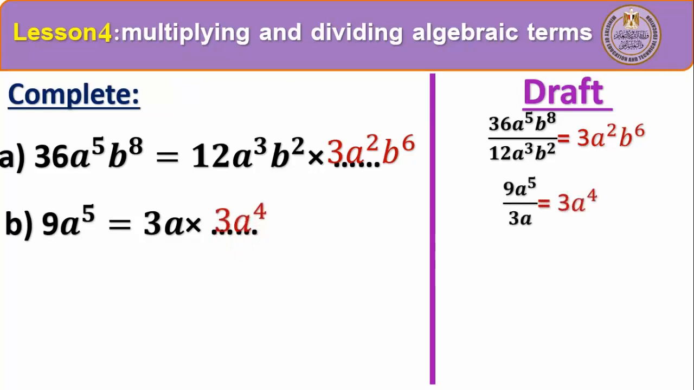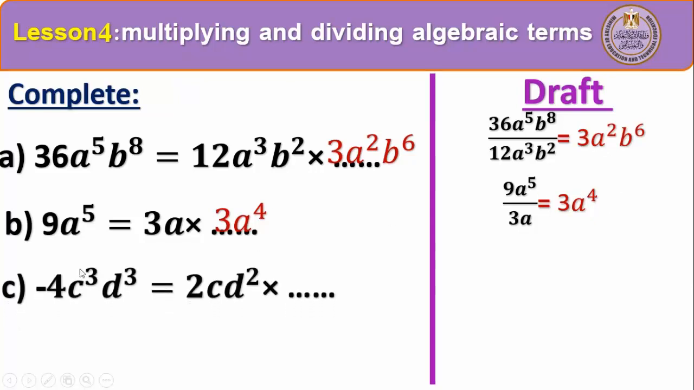So, the quotient equals 3a^4. Because we divide here, 3a^4 is a quotient. Now, the third question: negative 4c^3 d^3 equals 2cd^2 times an unknown algebraic term. If we want to know this unknown algebraic term, we divide negative 4c^3 d^3 by 2cd^2.